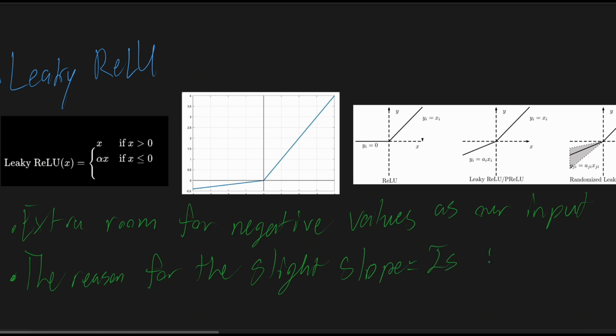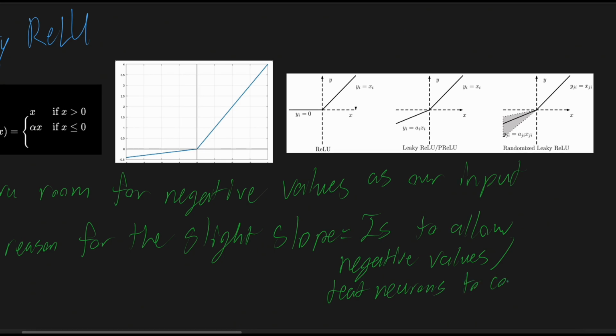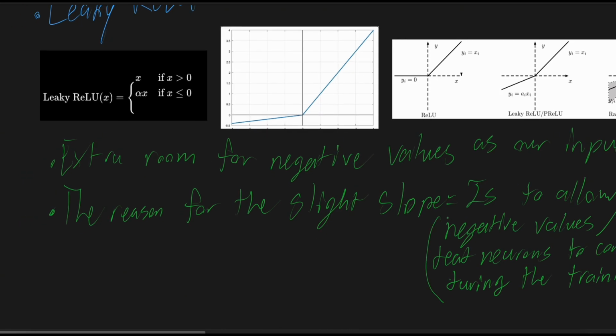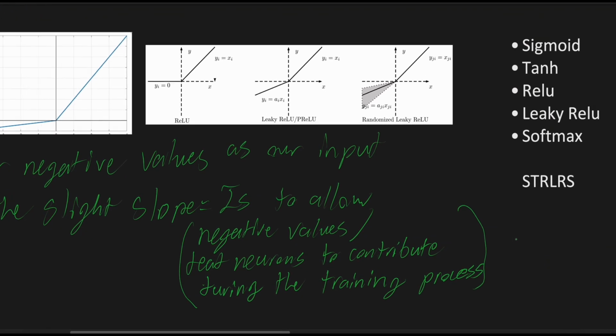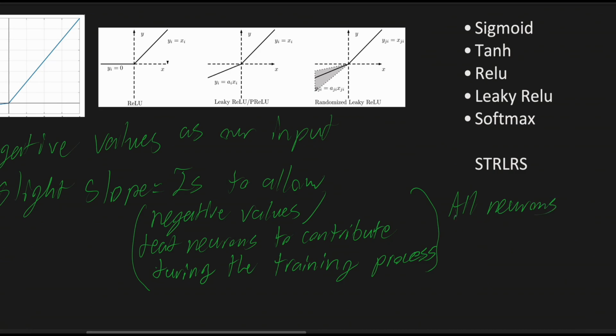is to allow negative values and dead neurons to contribute during the training process, as there is always a gradient flowing through them, so that is why in particular. So I would say all neurons have a gradient flow through them.